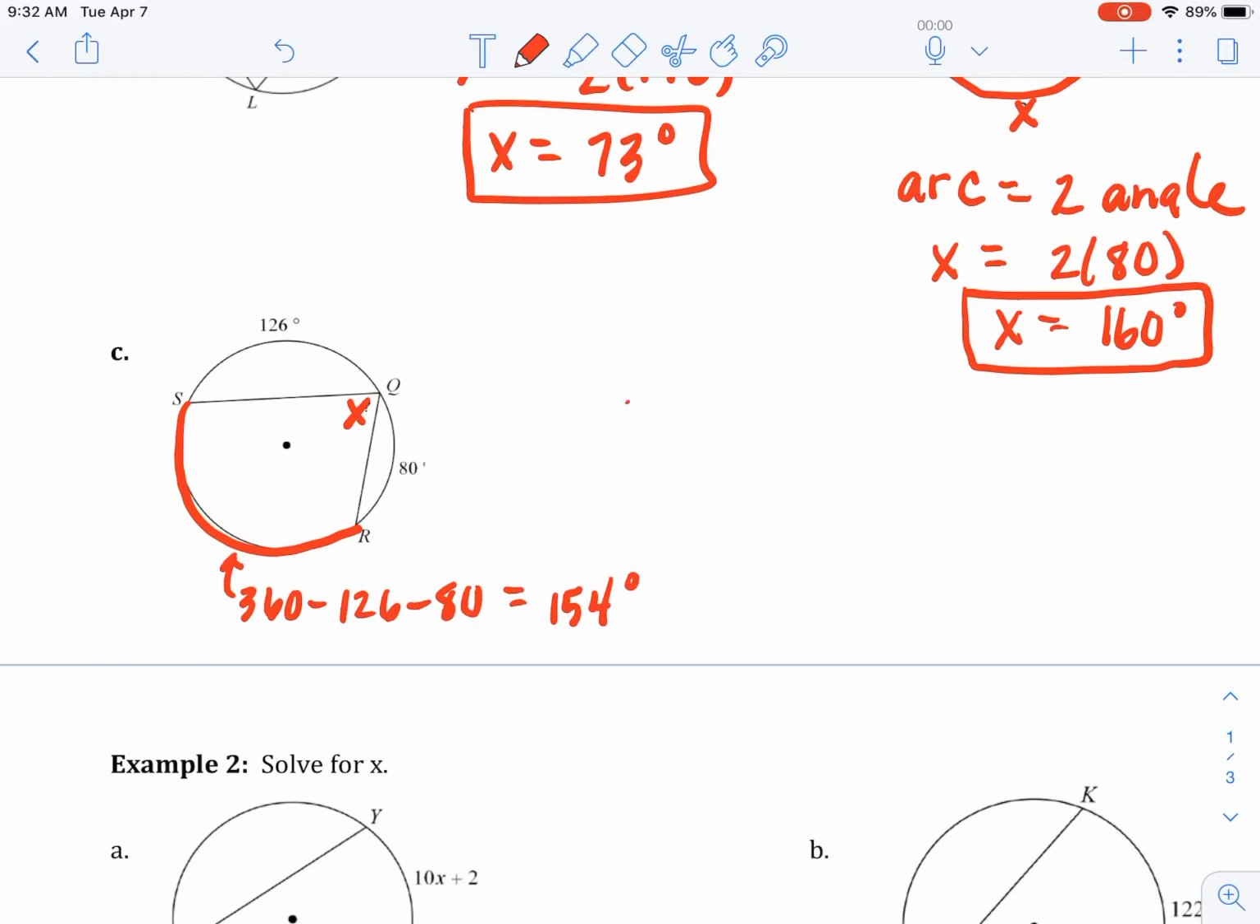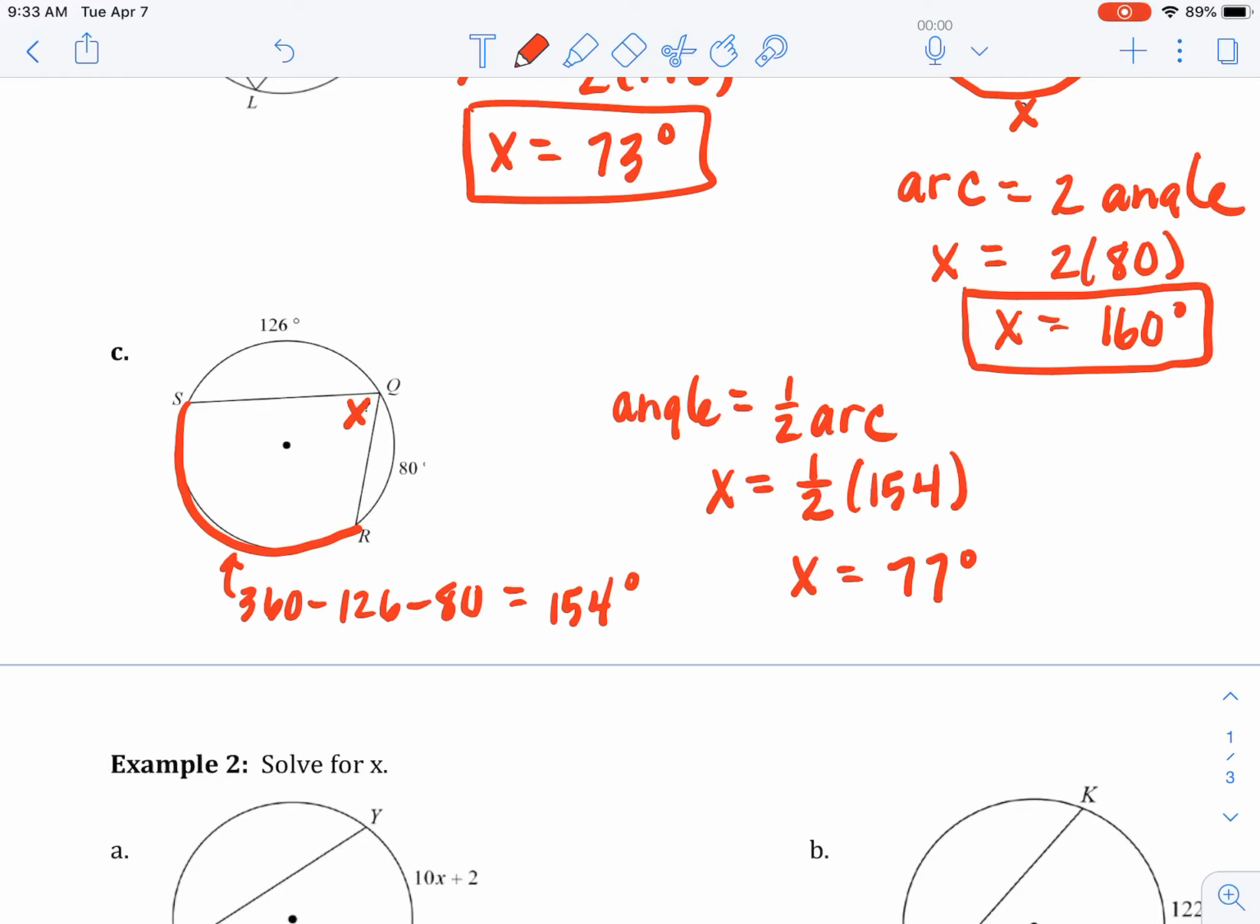So now if I want to get the angle, I can take half of the arc, and I now know the arc. So this is one of those kind of puzzly ones. I have to figure one piece out before I can actually write the equation. So 1/2 of 154, because I'm taking half of the arc, and so my X will equal 77. All right, so just a little bit of a twist on that one.